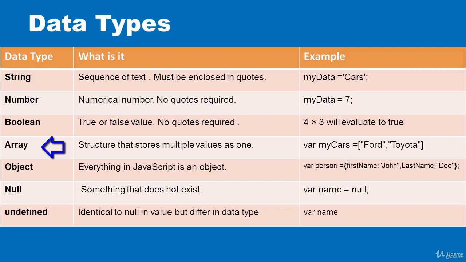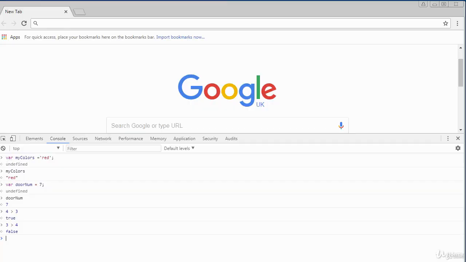To illustrate a Boolean value, I'm just going to compare two values. I'm going to say 4 is greater than 3. That will return true. And if I say 3 is greater than 4, that will return false. So that's basically how Boolean value data types work.